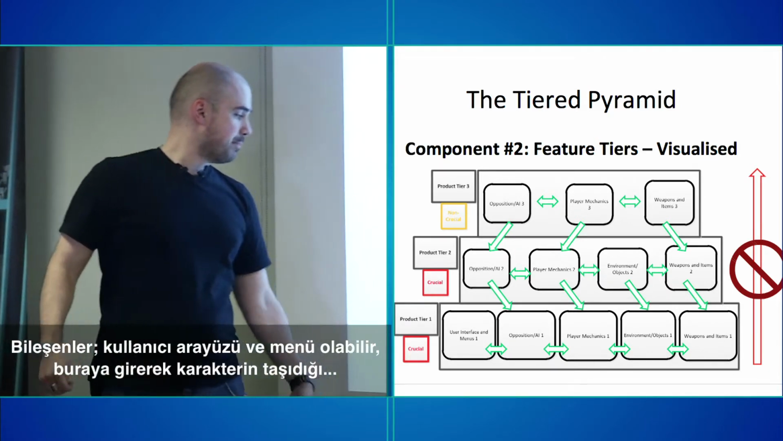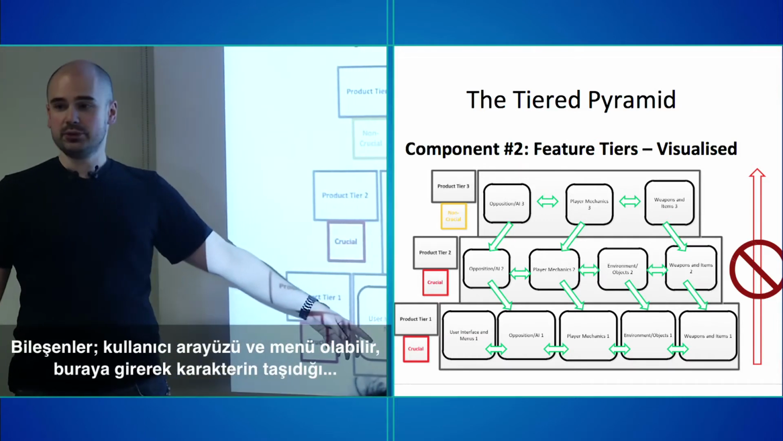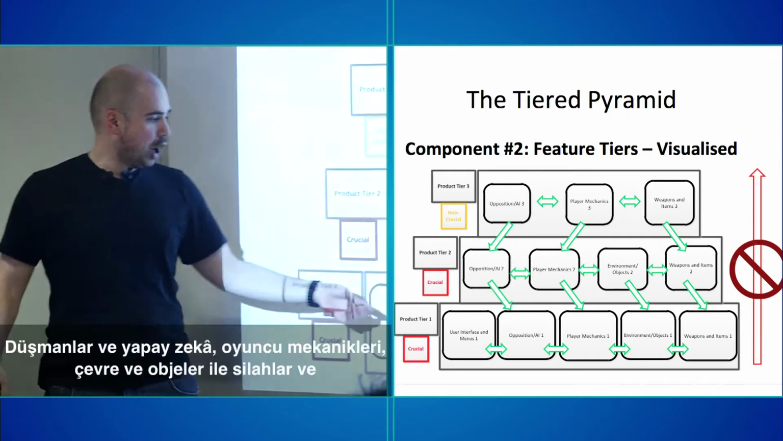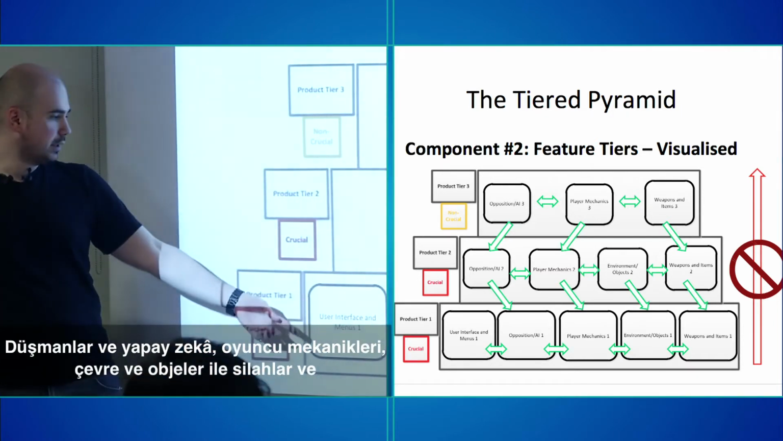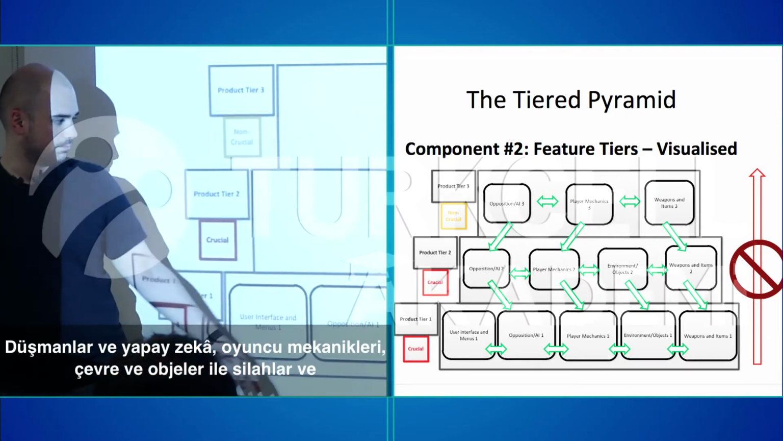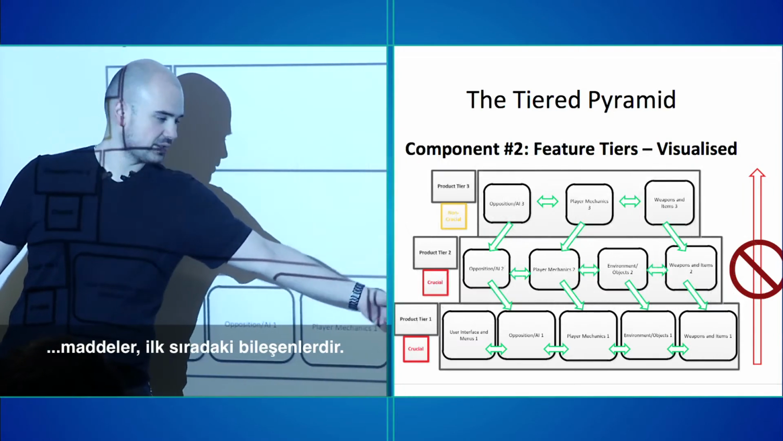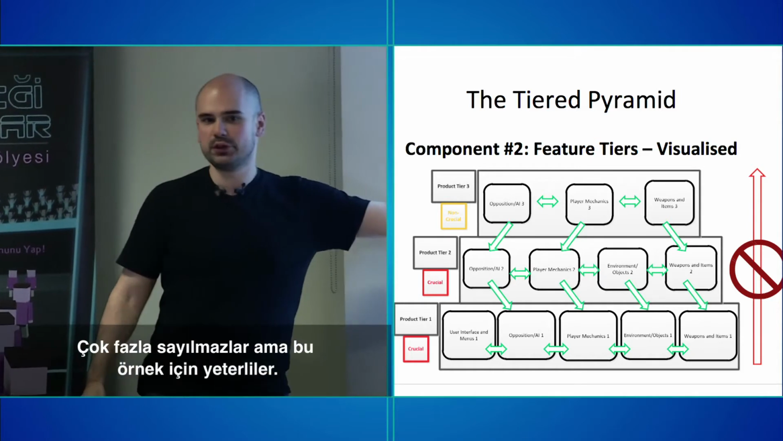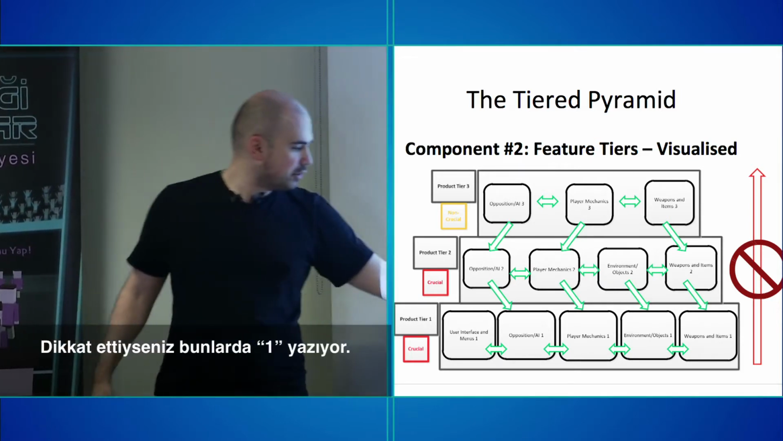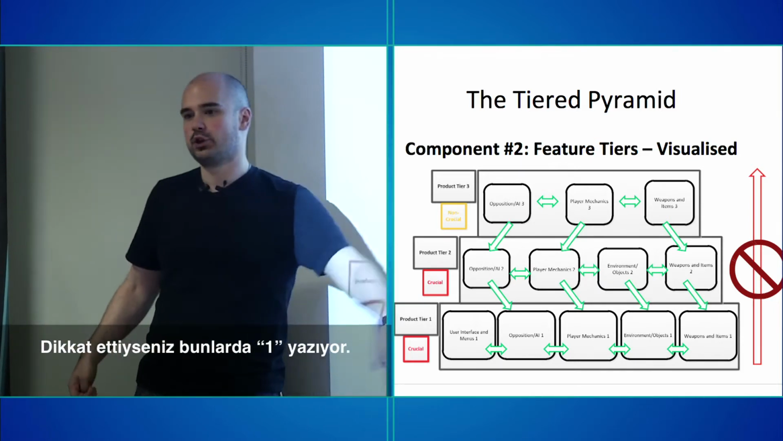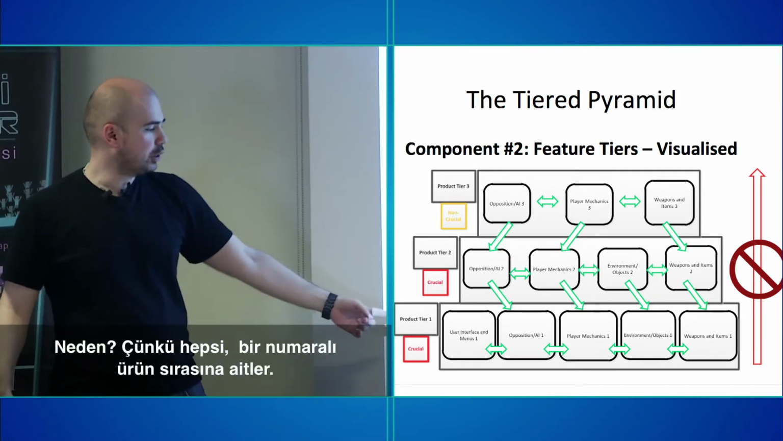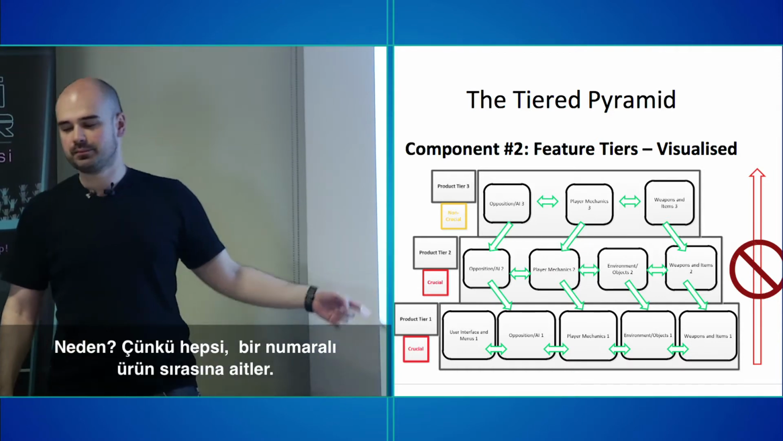The feature could be user interface and menus, so the stuff that you use to actually go in and change your equipment and all this kind of stuff. Opposition and AI, player mechanics, environment and objects, and weapons and items. Now, these are not really that many of them, but just for the sake of this example. You'll notice that it says 1 after all of these. Why? Well, because they all go into product tier 1.